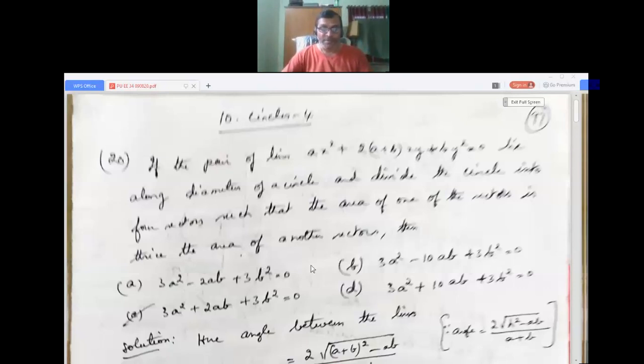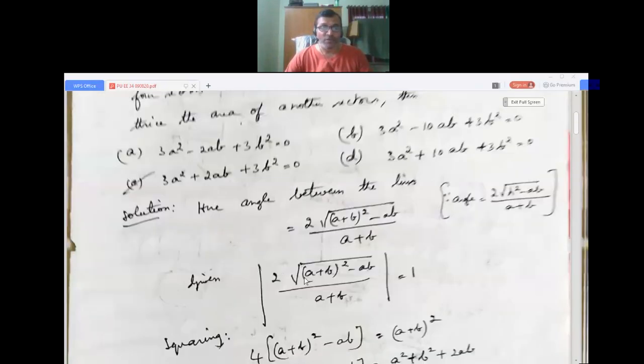Then the options are: first option 3a squared minus 2ab plus 3b squared, second option 3a squared minus 10ab plus 3b squared equals 0, third option 3a squared plus 2ab plus 3b squared equals 0, and fourth option 3a squared plus 10ab plus 3b squared equals 0.